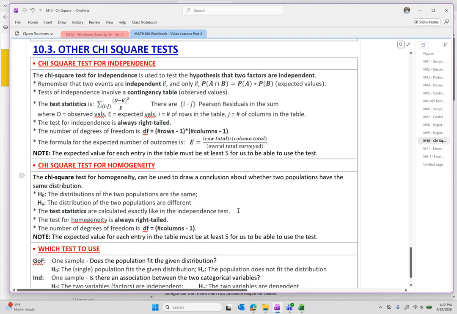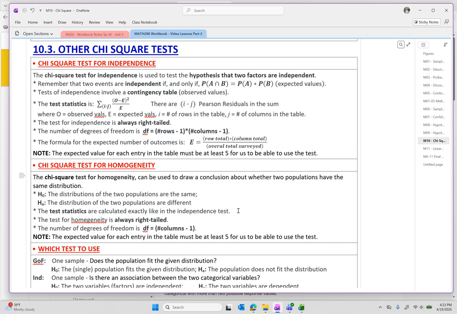So the chi-square test for independence is used to test the hypothesis that two factors are independent. Remember that two events are independent if and only if the probability of their intersection, of them both occurring, equals the probability of each one times the probability of the other one. So the product of the probabilities of each of those events. These will be the expected values if you are testing for independence. So you will assume in your null hypothesis that the two events are independent, and you will have expected values equal to the products of the individual probabilities.